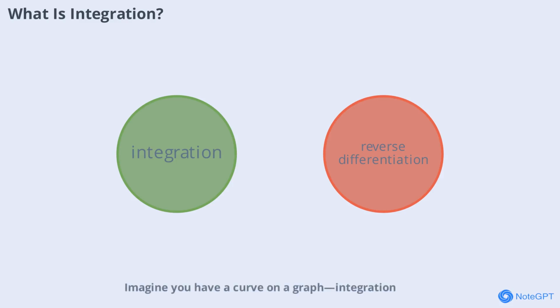Imagine you have a curve on a graph. Integration allows you to calculate the area under that curve, which can represent anything from distance traveled to total profit. This powerful tool is essential for analyzing continuous change and accumulation in various fields.